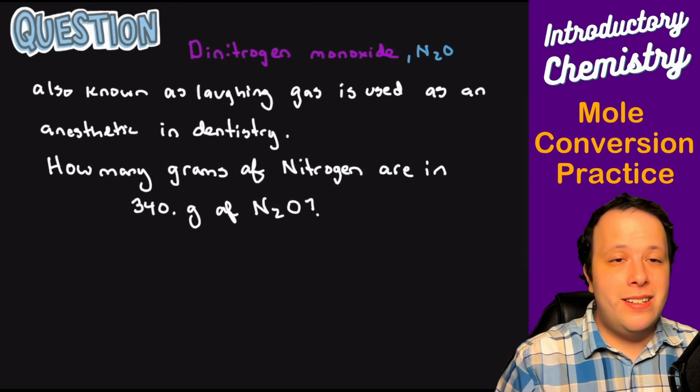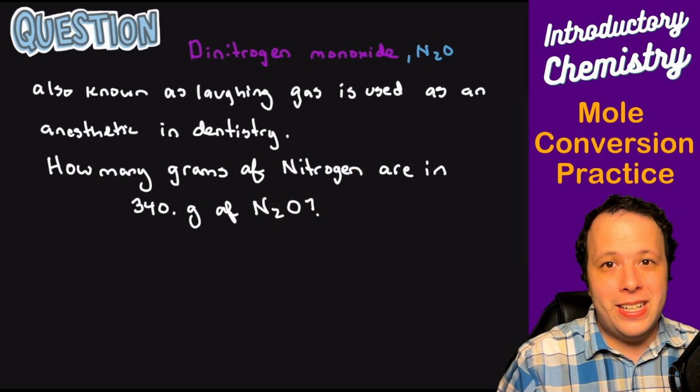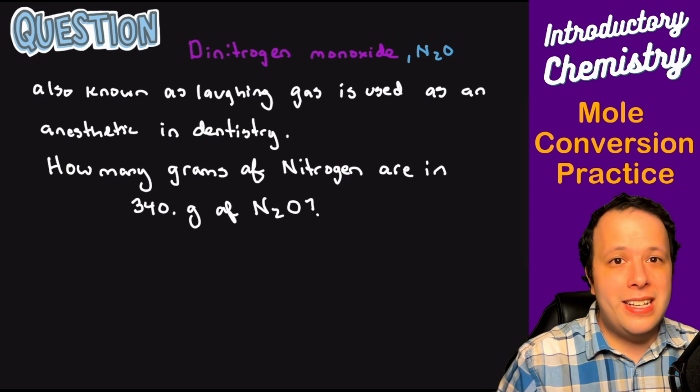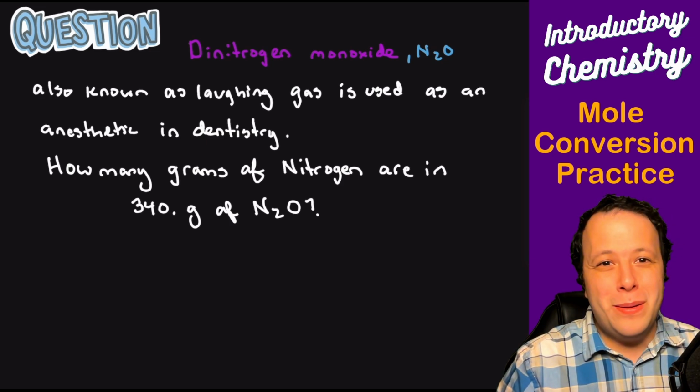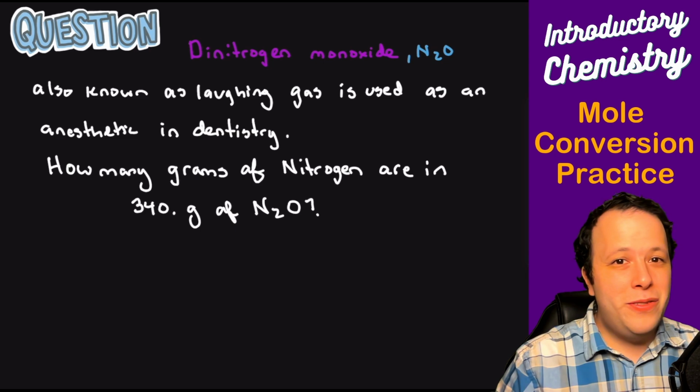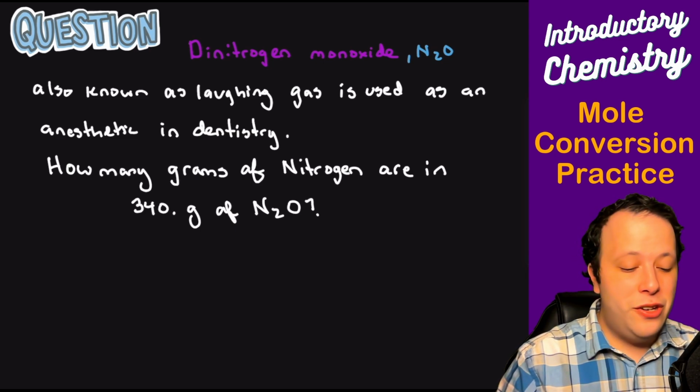Dinitrogen monoxide, N2O, also known as laughing gas, is used as an anesthetic in dentistry. How many grams of nitrogen are in a 340 gram sample of N2O?